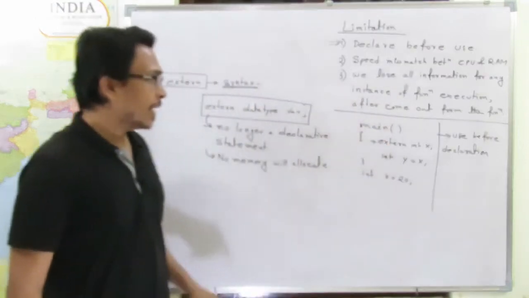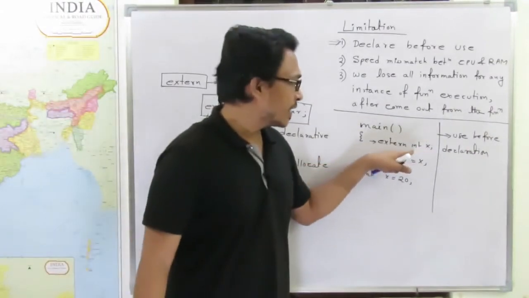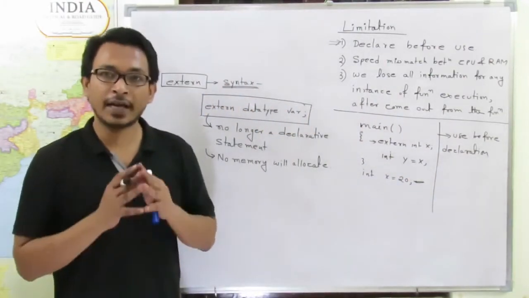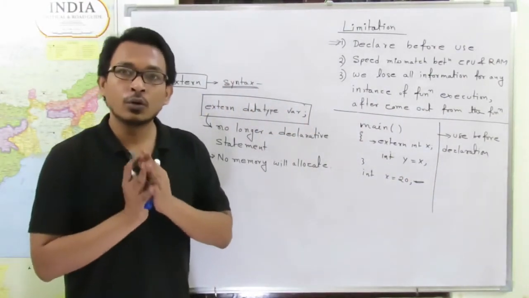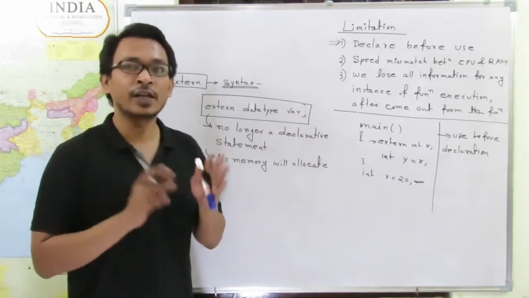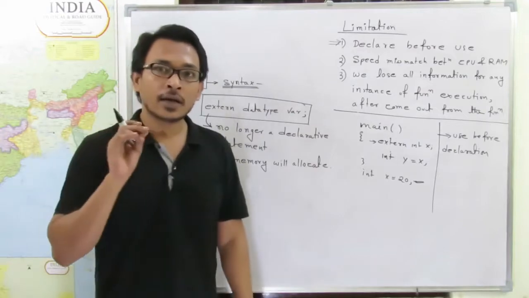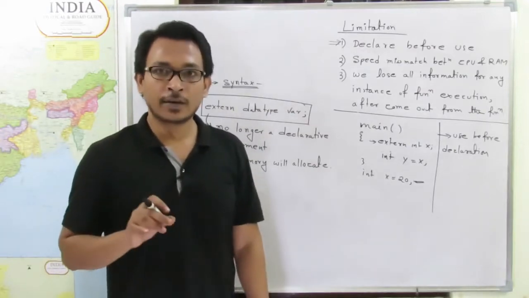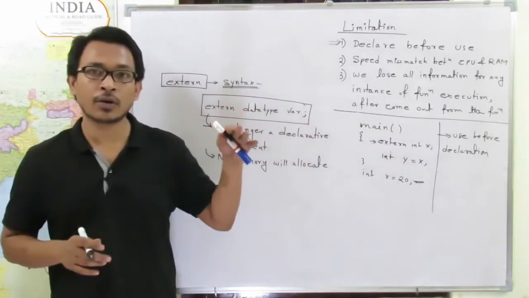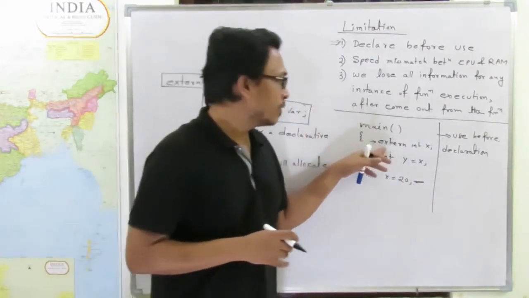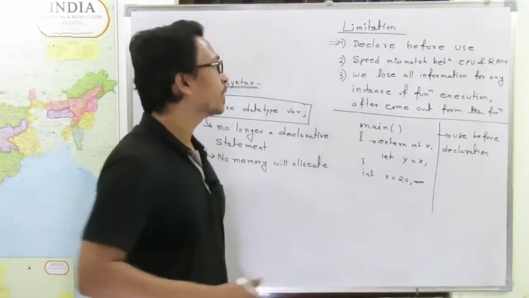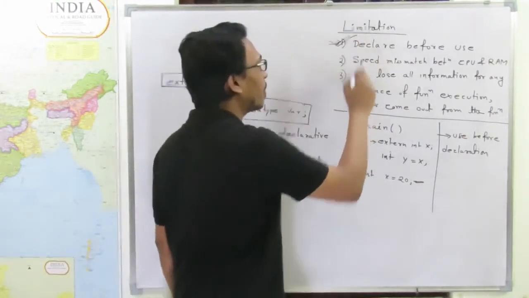Clear? So as we already declared the variable integer x here, memory is already allocated for the variable x itself. So we don't need to reallocate memory for the same variable as we already allocated memory for it. Clear? So that is the use of the extern keyword, and by using the extern storage class we can resolve this particular problem.